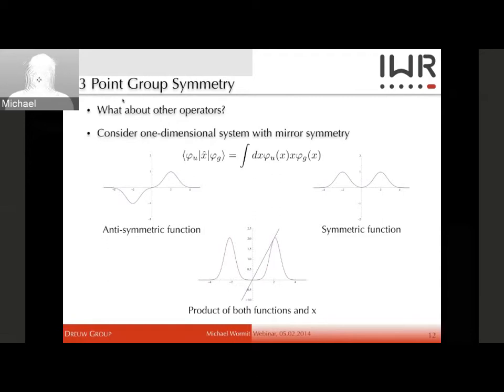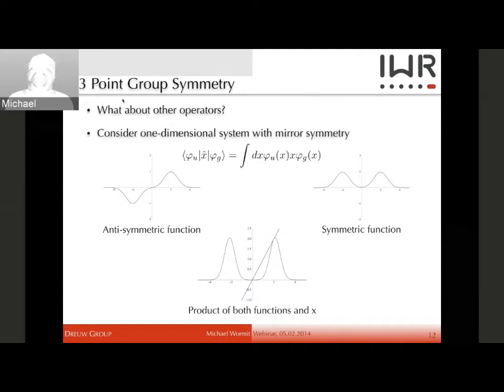There are many others. And now what happens to a matrix element of an operator? As an example, I have used the x operator, which is the typical operator for dipole transitions. So this would be a matrix element if you wanted to calculate the probability of a dipole transition from one state to another.